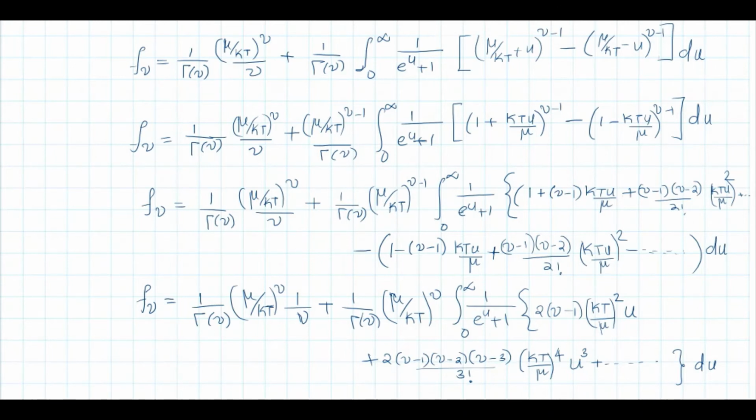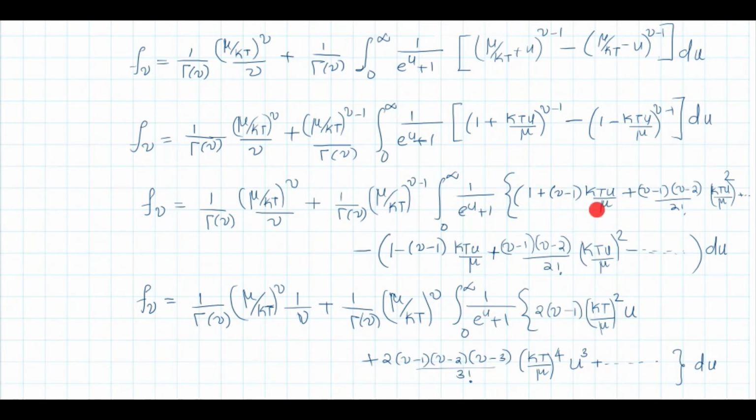So in this binomial expansion, all terms will be positive. Here alternate terms will be negative. What is the consequence of that? This 1 will cancel with this 1. This (ν−1)kT/μ will add up with this minus and minus plus (ν−1)kT/μ, so that will give you 2(ν−1). And this third term will cancel. One is positive, the other one is negative. Next term will get added up. That will give you 2(ν−1)(ν−2)(ν−3)/3 factorial.